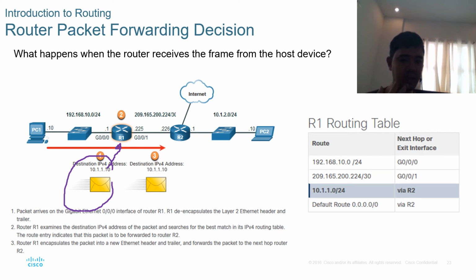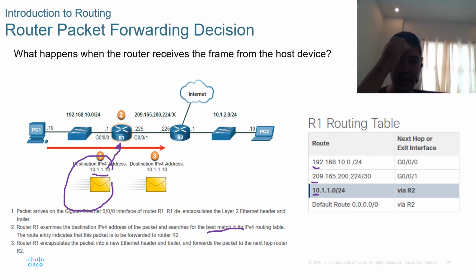It will search for the best match. What we mean by best match, for example like this one: there is a destination IP of 10.1.1.10, so it will check for the best match. Among these entries, which has a 10 as the first number? This one, no. This one has a 10. So this is the best match for this destination IP.